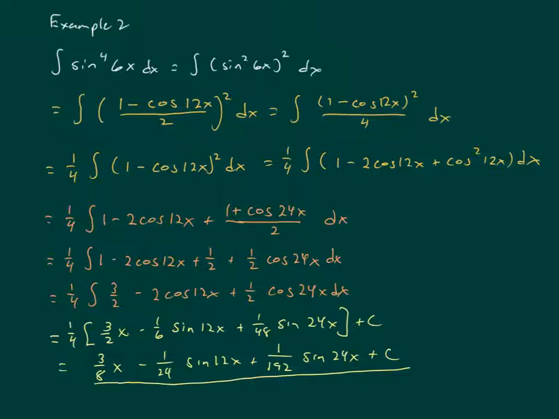I distributed the 1/4 inside. So I got 3/8 x minus 1 over 24 sine of 12x plus 1 over 192 sine of 24x plus c. Again, pause the video. Make sure you're comfortable with each of these. These are the easier of the two. We're now moving into how to deal with secants and tangents.